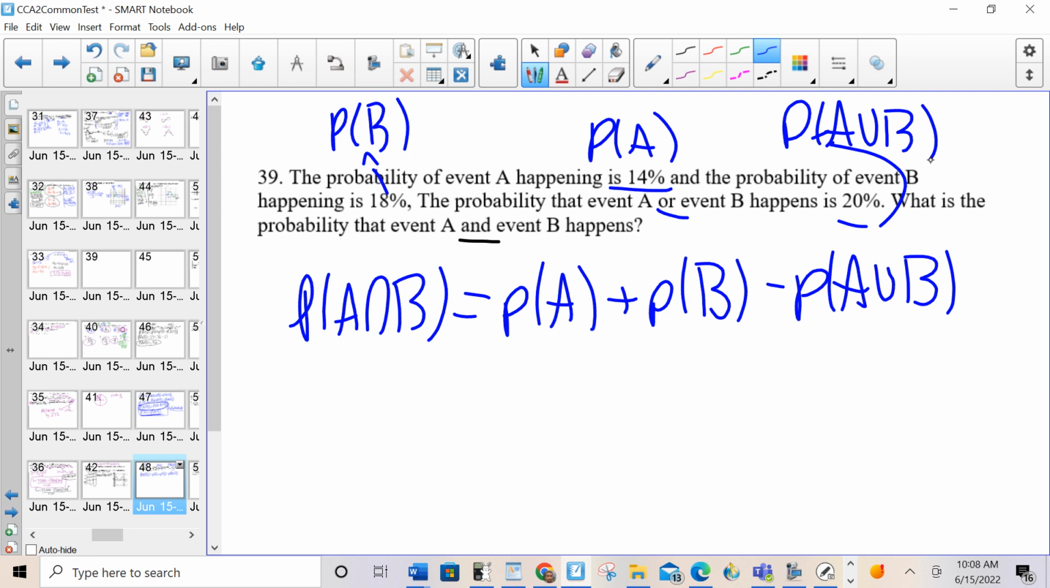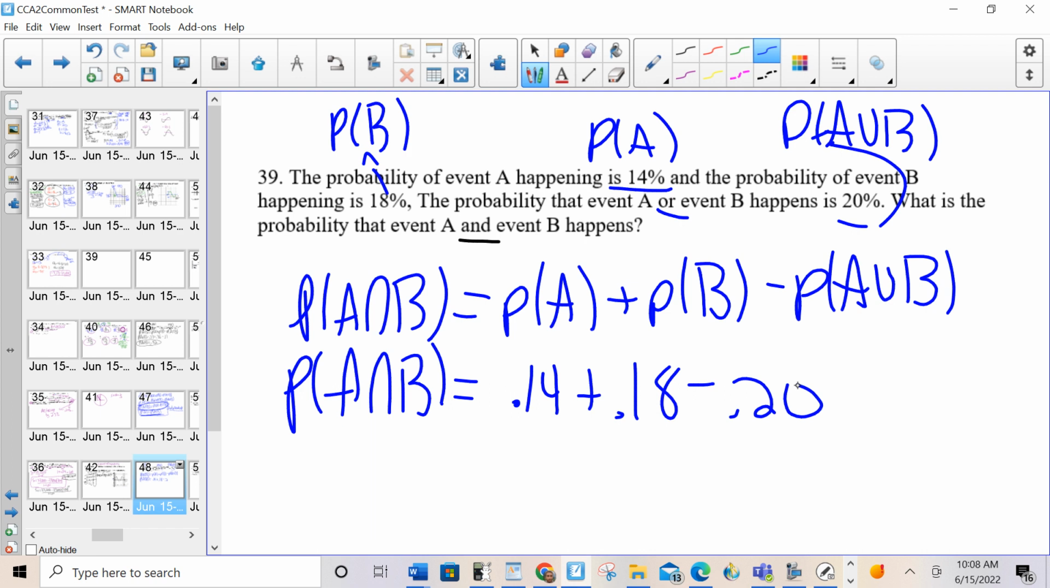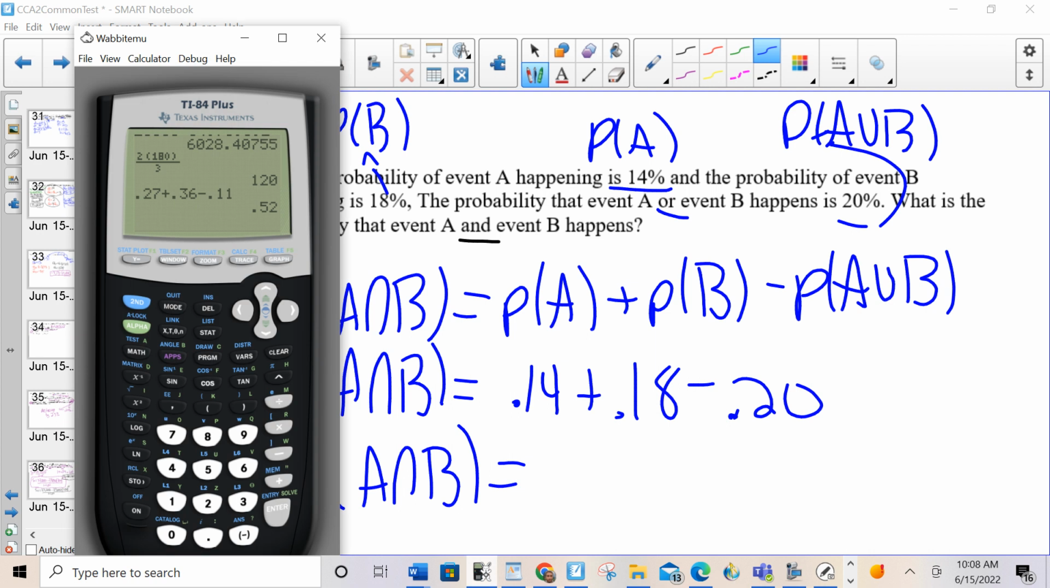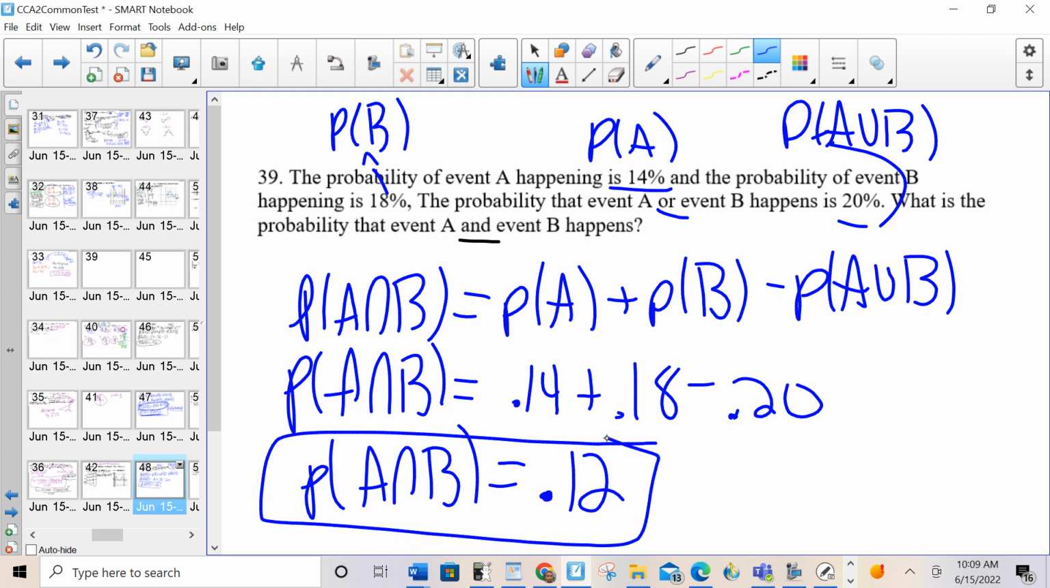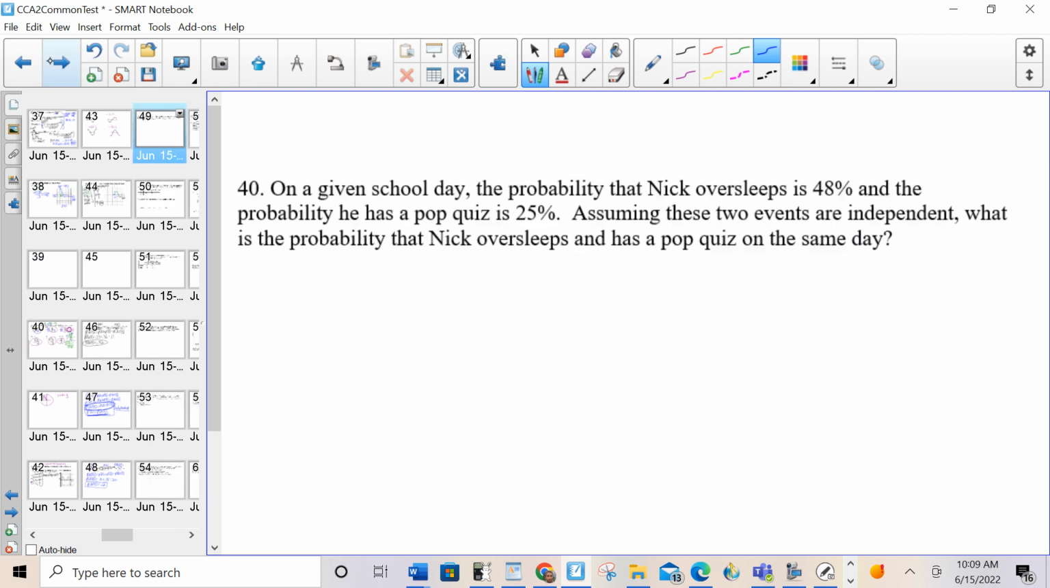Now, in general, in this course with percents, you want to make them into decimals. So I'm going to make them into decimals. You don't have to do it for this particular problem. If you're using the independence formula, you do. In general, just take your percents and make them into decimals. P of A and B equals 0.14 plus 0.18 minus 0.20, which is 0.12. Done. It's just popping into the formula.